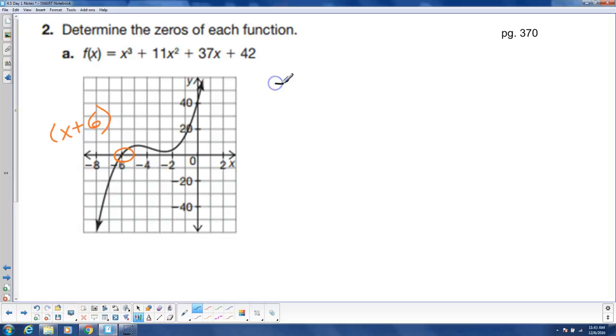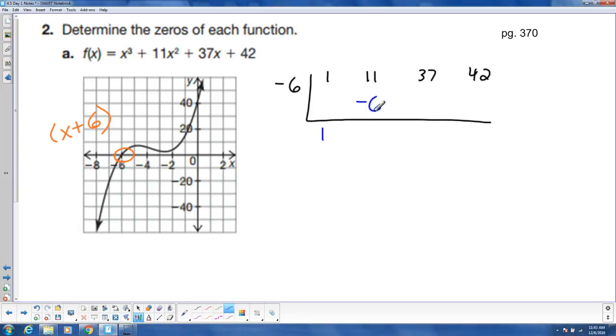So, negative 6 is my 0. 1, 11, 37, 42 are my coefficients. Drop the 1, multiply by negative 6. Add 5. Multiply, negative 30. Add, positive 7. Multiply, negative 42. Add, 0.